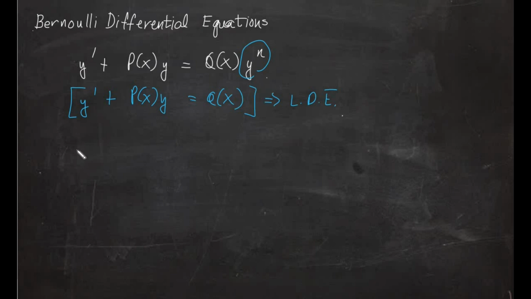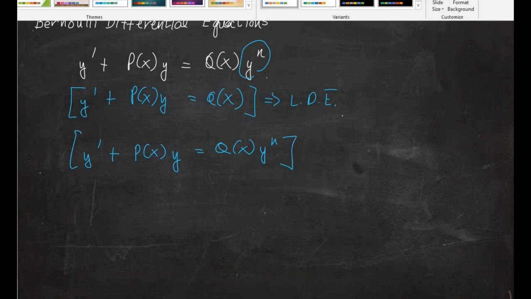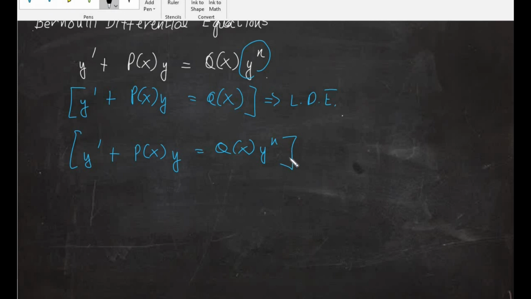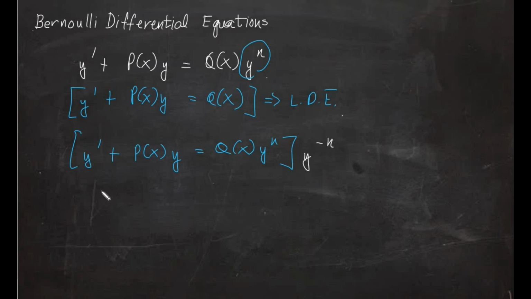We have y prime plus p of x times y is equal to q of x times y raised to n. So the first step is we multiply by y raised to negative n. I will now have y raised to negative n times y prime plus p of x times y raised to 1 minus n is equal to q of x.